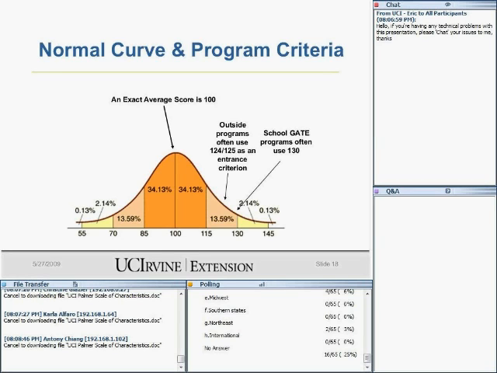Second, processing speed. Thank you. Okay. Christy asked, can you explain what constitutes processing speed?